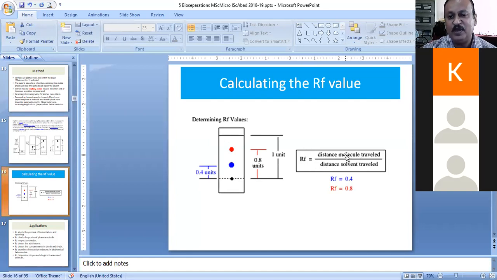Okay, the distance traveled by the solvent front is always more, and therefore the denominator value is always more compared to the numerator value, and therefore the RF value can never be more than 1. It is always 1 or less than 1. But if the RF value is 1, is it a good separation?